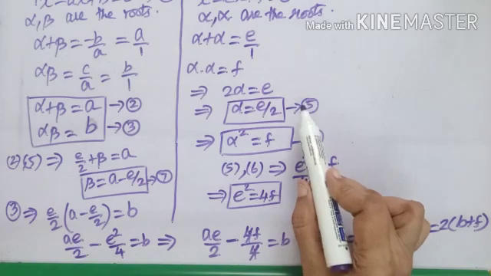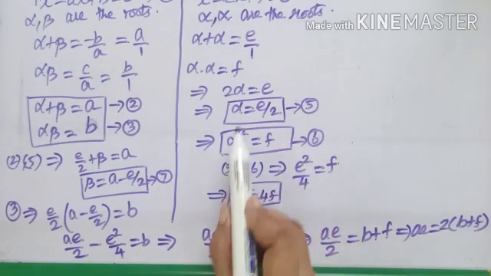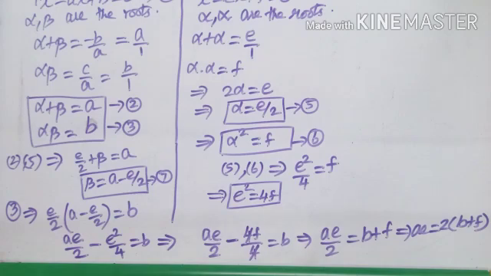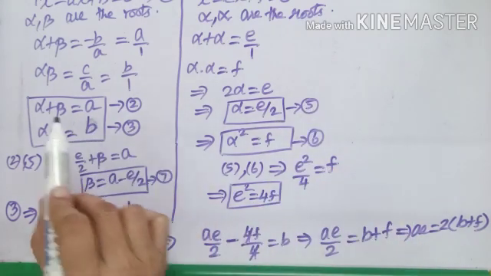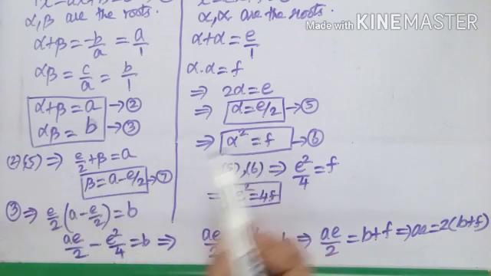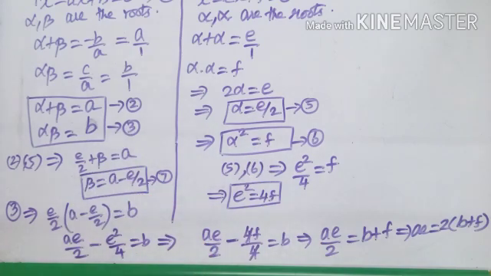So using 5 I get, squaring, e square by 4 equal to f. This 5 I substitute here and get what is beta. Alpha and beta I substitute in the third equation. In the third equation, wherever e square is coming, I can put 4f. Simplifying, we get the expected result.